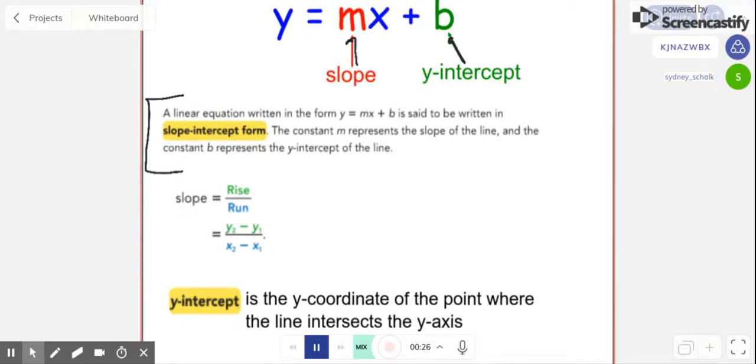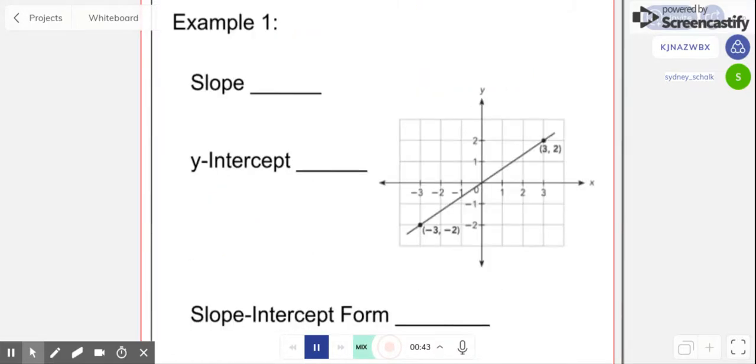We already know that slope is just rise over run, or y2 minus y1 over x2 minus x1. And then y-intercept is something new. It's the y-coordinate of the point where the line intersects the y-axis. That's something that's important for you to know.